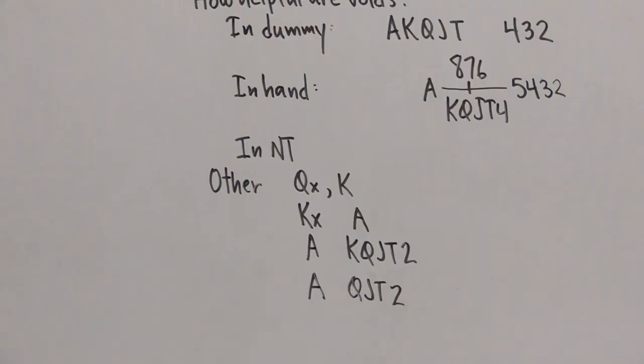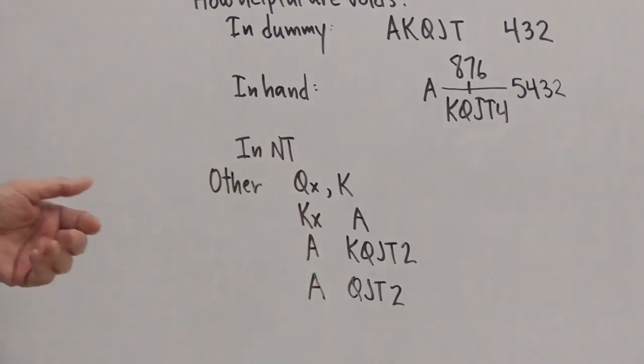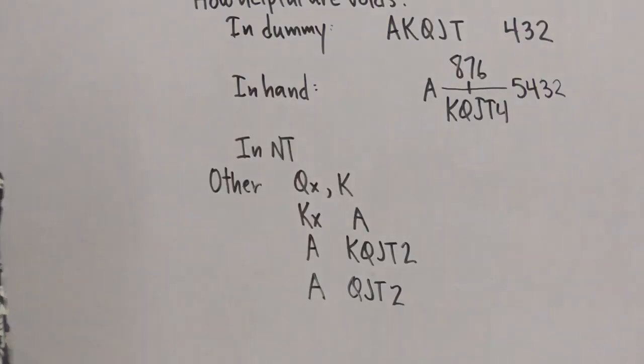Partner's shortness is a liability. Your shortness actually is a liability too, because if you had a third card in that suit, you would have easily ducked. But if you go up with this king, it's going to be covered by partner's ace. So you've got a little bit of a problem here.